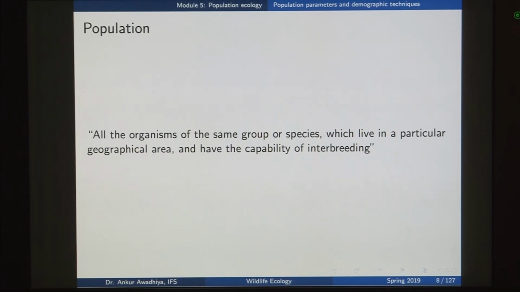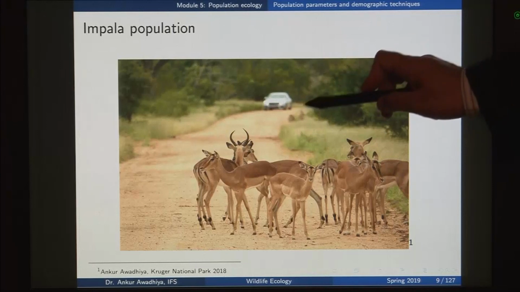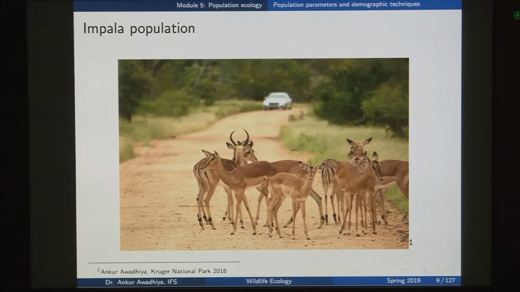So, we begin with the definition of population. As we had seen before, all the organisms of the same group or species which live in a particular geographical area and have the capability of interbreeding. So, these are organisms of the same species, they are living together and they are able to interbreed. And a good example is this picture, which is showing us a population of impala. So, here we have these deer which go by the name of impala, these are found in Africa. So, here we have a population of impala, and if we remember, these are some cheetahs that we had seen before, and so this is also showing us a population of cheetahs that are living together.